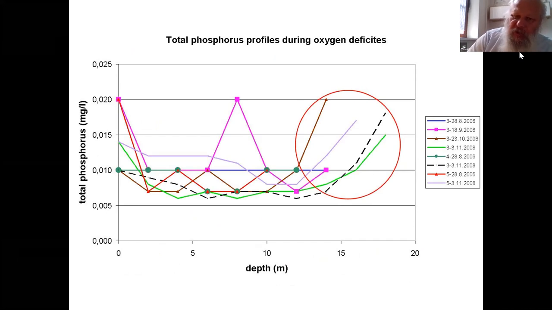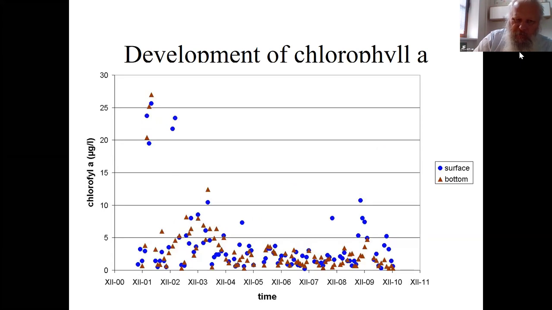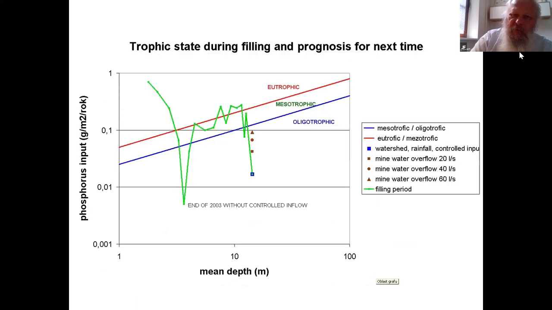reduces phosphorus outbreaks. This is not the case in Chabarovice, where we can see a phosphorus peak at the moment when the deeper layer of the lake can become anaerobic. You see there is a flush of chlorophyll at the very beginning after flooding of the lake, because there is a huge amount of nutrients available, as I already showed, leaching from overburden material. However, this will basically level down over time.